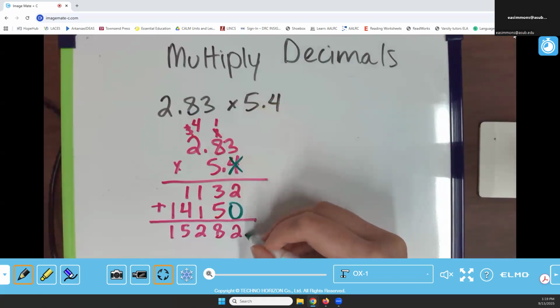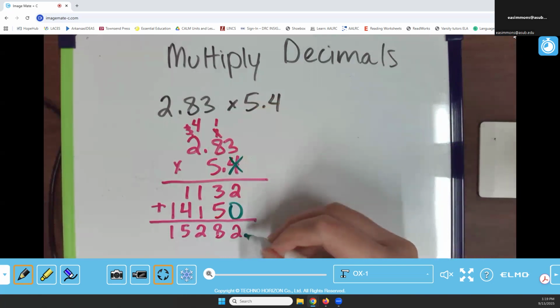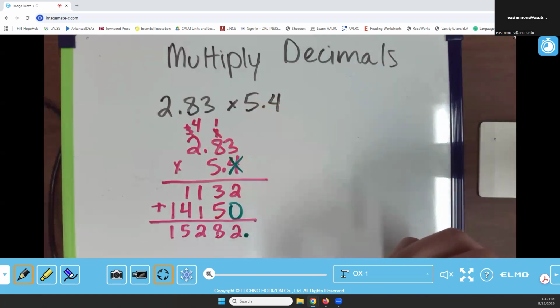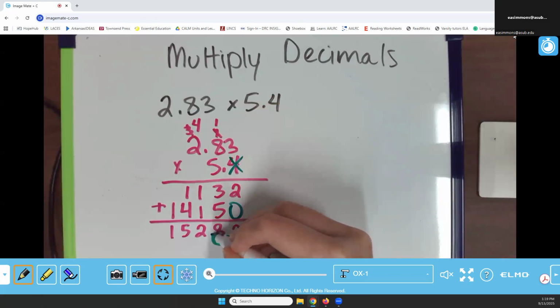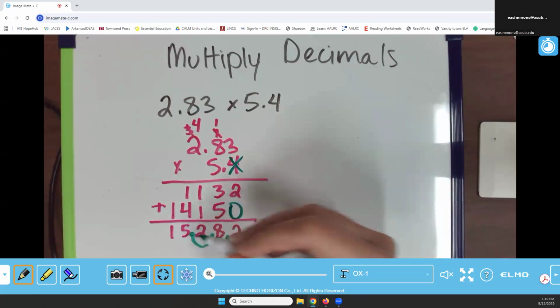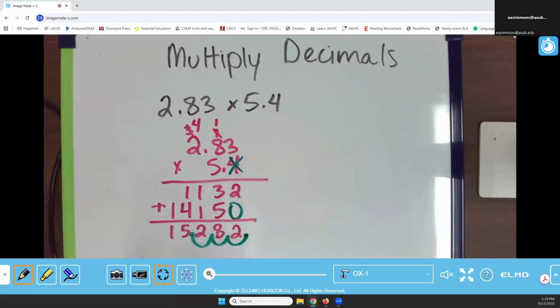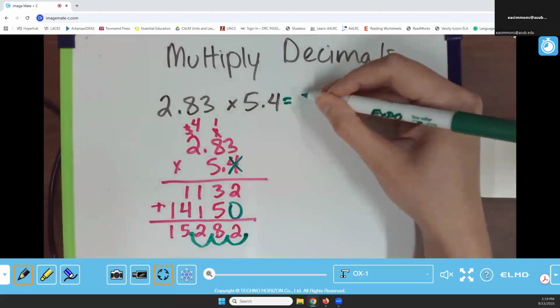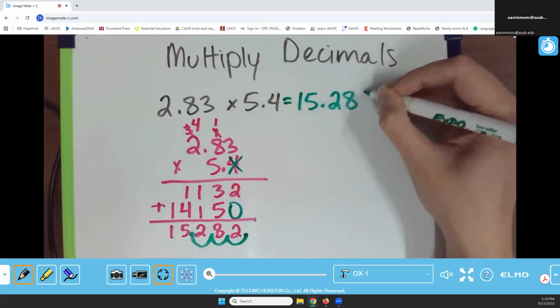We'll start at the end of our number because when we don't have a decimal down, it's implied that it's at the end. And we will go over 1 spot, 2 spots, and 3 spots. So that put our decimal point in between the 5 and 2. So our answer here is 15.282.